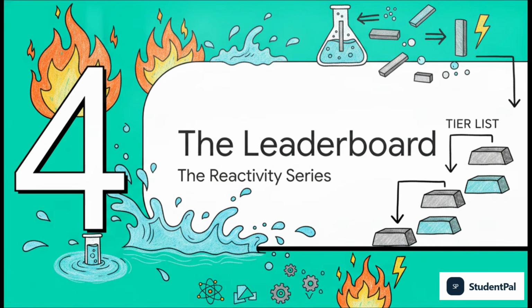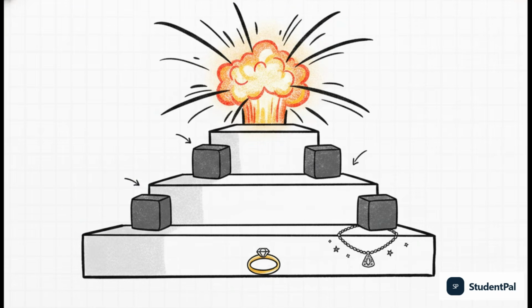Which leads us perfectly into Section 4, the leaderboard. Let's talk about the reactivity series. All these stress tests, burning them, throwing them in water, pitting them against each other, give us the ultimate data to rank our metals in a descending tier list. This is the reactivity series. At the very top, we have our highly reactive champions, potassium and sodium. In the middle, you'll find our moderately reactive metals like zinc and iron. And look down at the very bottom, silver and gold. This explains perfectly why expensive gold jewelry never tarnishes or corrodes, right? It is safely sitting at the absolute bottom of the leaderboard.